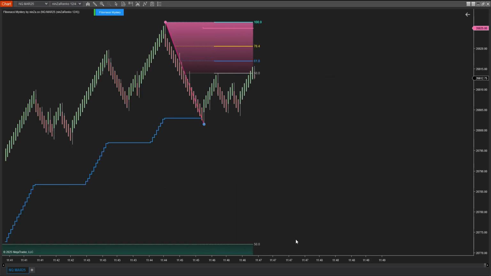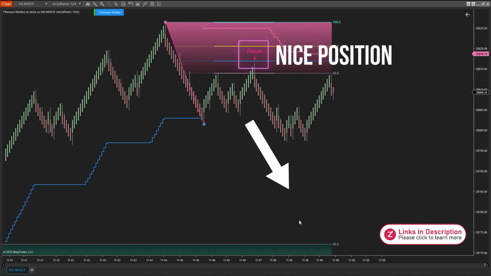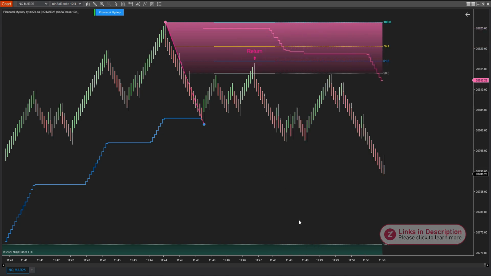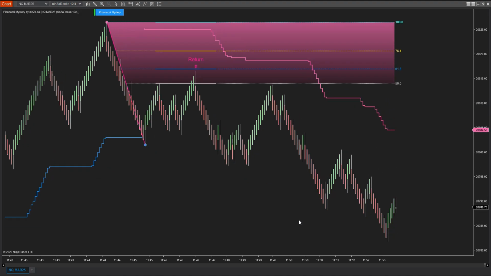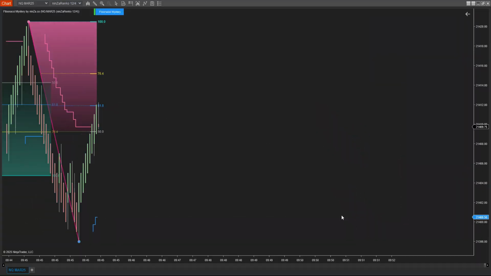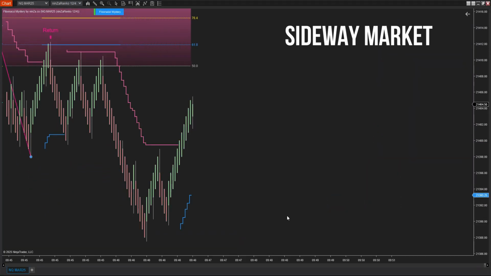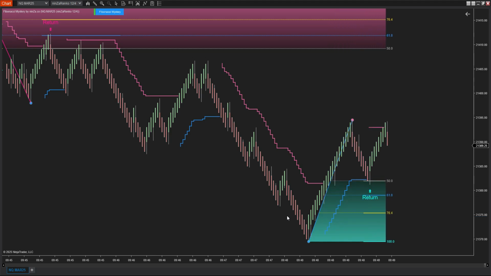For pullback signals within solid line Fibonacci zones, this provides an opportunity to enter a good position right at the start of a trend. As a result, you can achieve a high reward-risk ratio, especially when the market is trending strongly. Reversal signals within dashed line Fibonacci zones help you trade when the market enters a sideways phase.